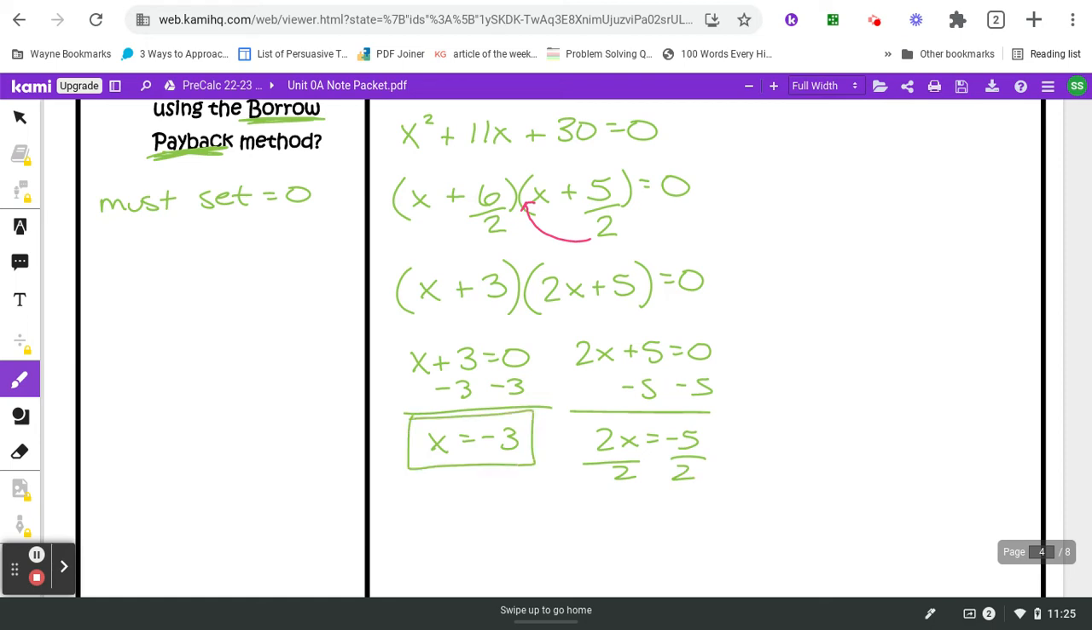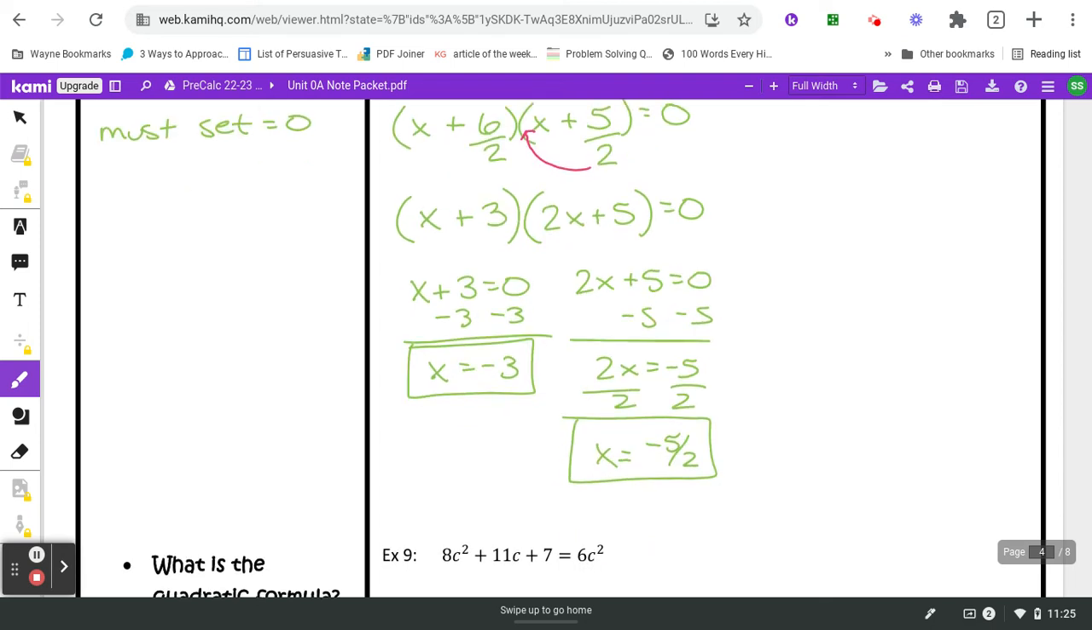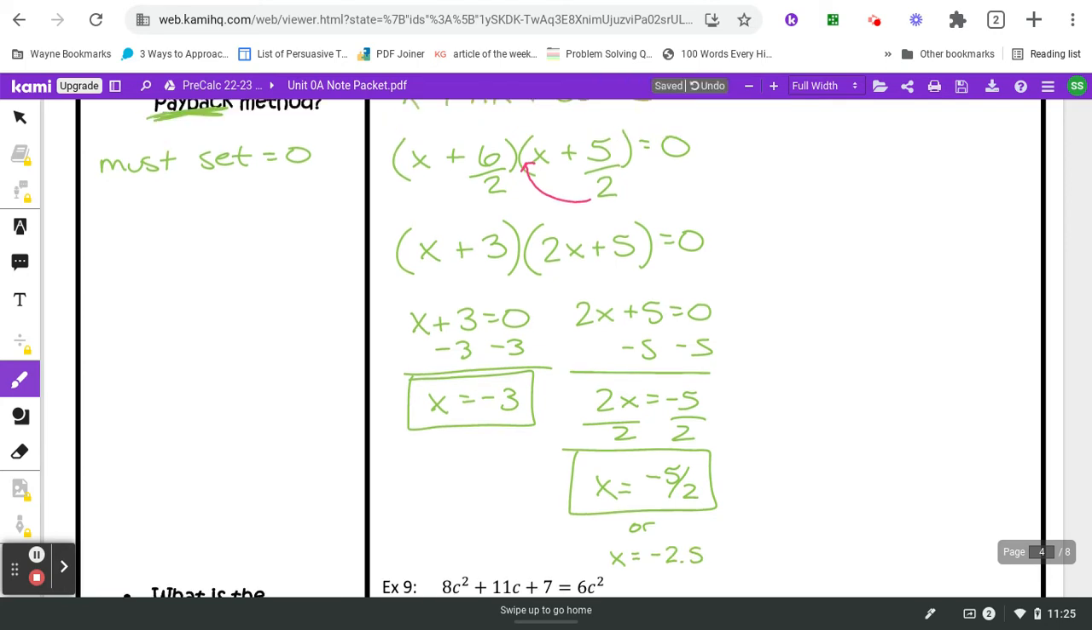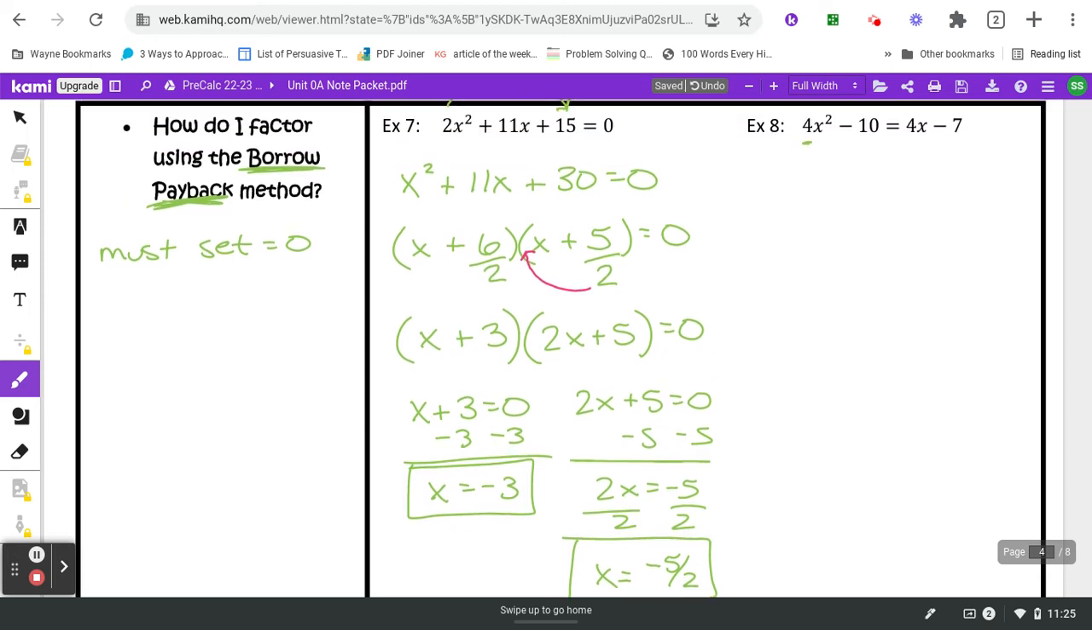So one of our answers is x equals negative 3. The other answer is negative 5 over 2. Or if you'd rather prefer that as a decimal, negative 2.5 is fine too. All right. So that's pretty much how you do 90% of those type of problems.